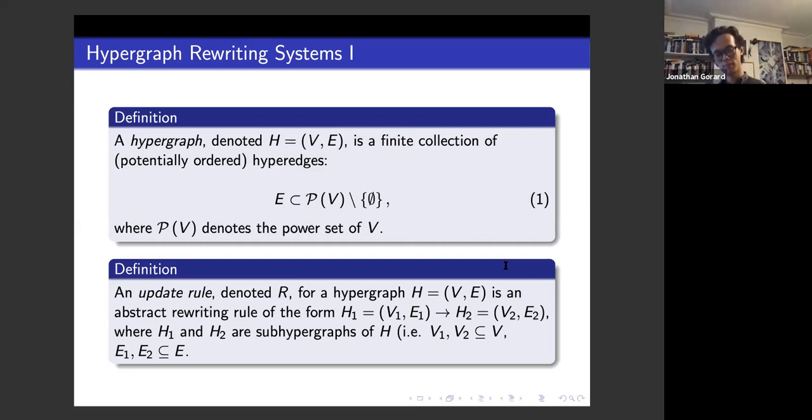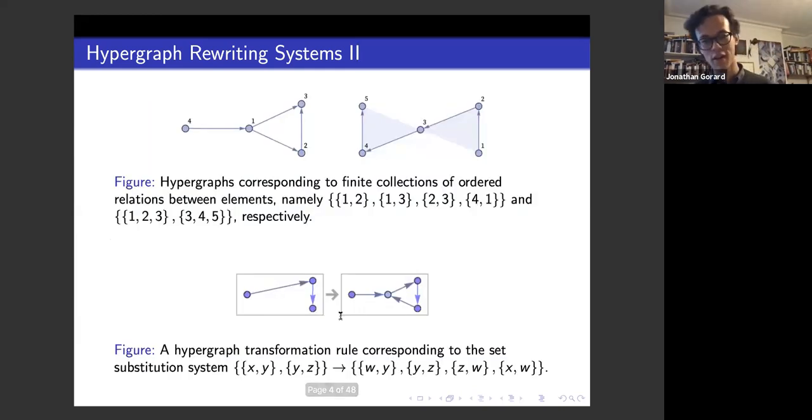And then with a hypergraph defined in this way, we can define rewriting rules on it. We can define abstract rewriting rules that effectively just say, if you've got a sub-hypergraph that matches some pattern, then replace it with a different sub-hypergraph that matches some different pattern. So for instance, here we've got an example, these are ordered hypergraphs in this particular case. We've got on the left an arity 2 ordered hypergraph, which is just a directed graph, {1,2},{1,3},{2,3},{4,1}. And on the right, we've got an arity 3 directed hypergraph, {1,2,3},{3,4,5}. In general, I'll represent these hypergraphs as nested lists of hyperedges.